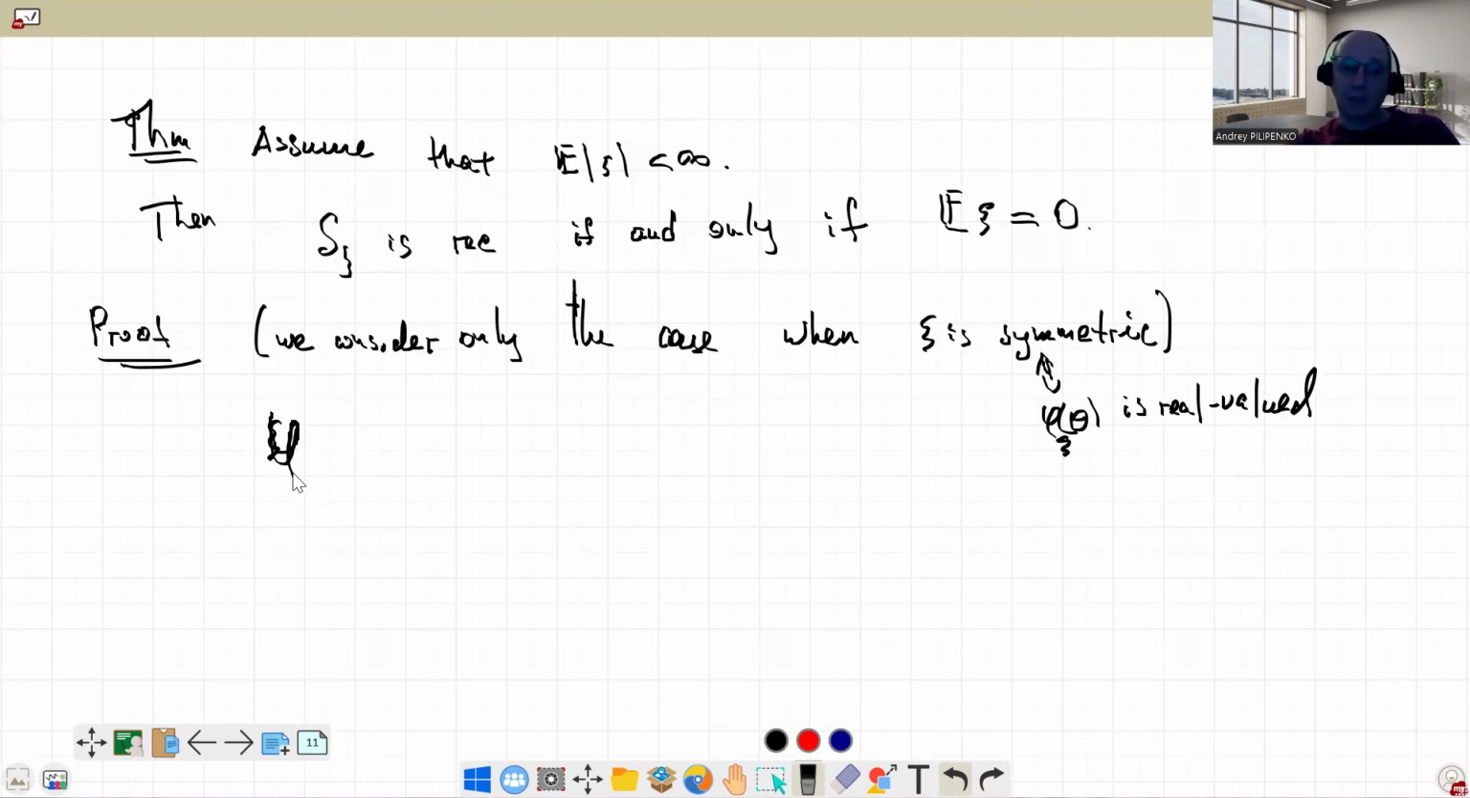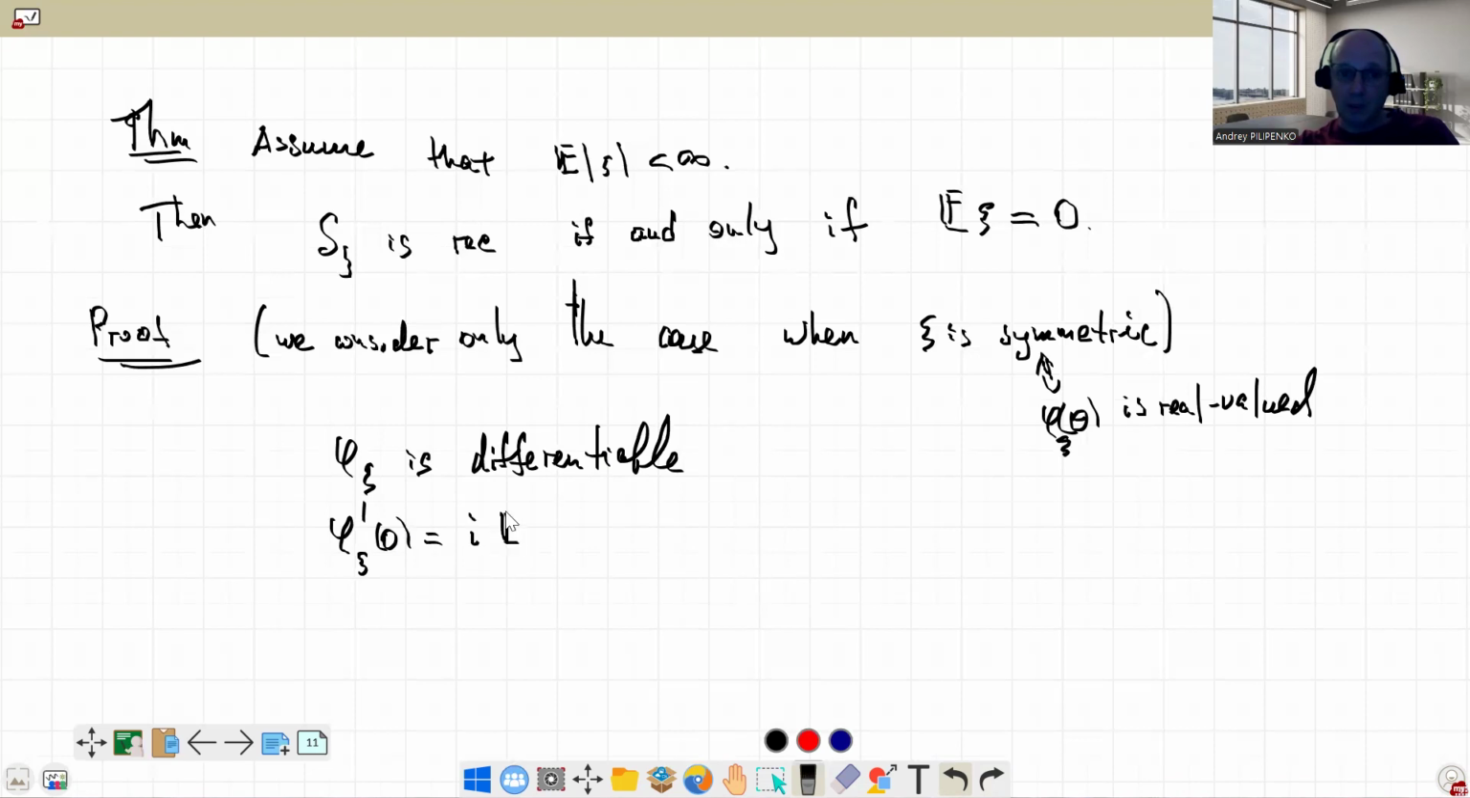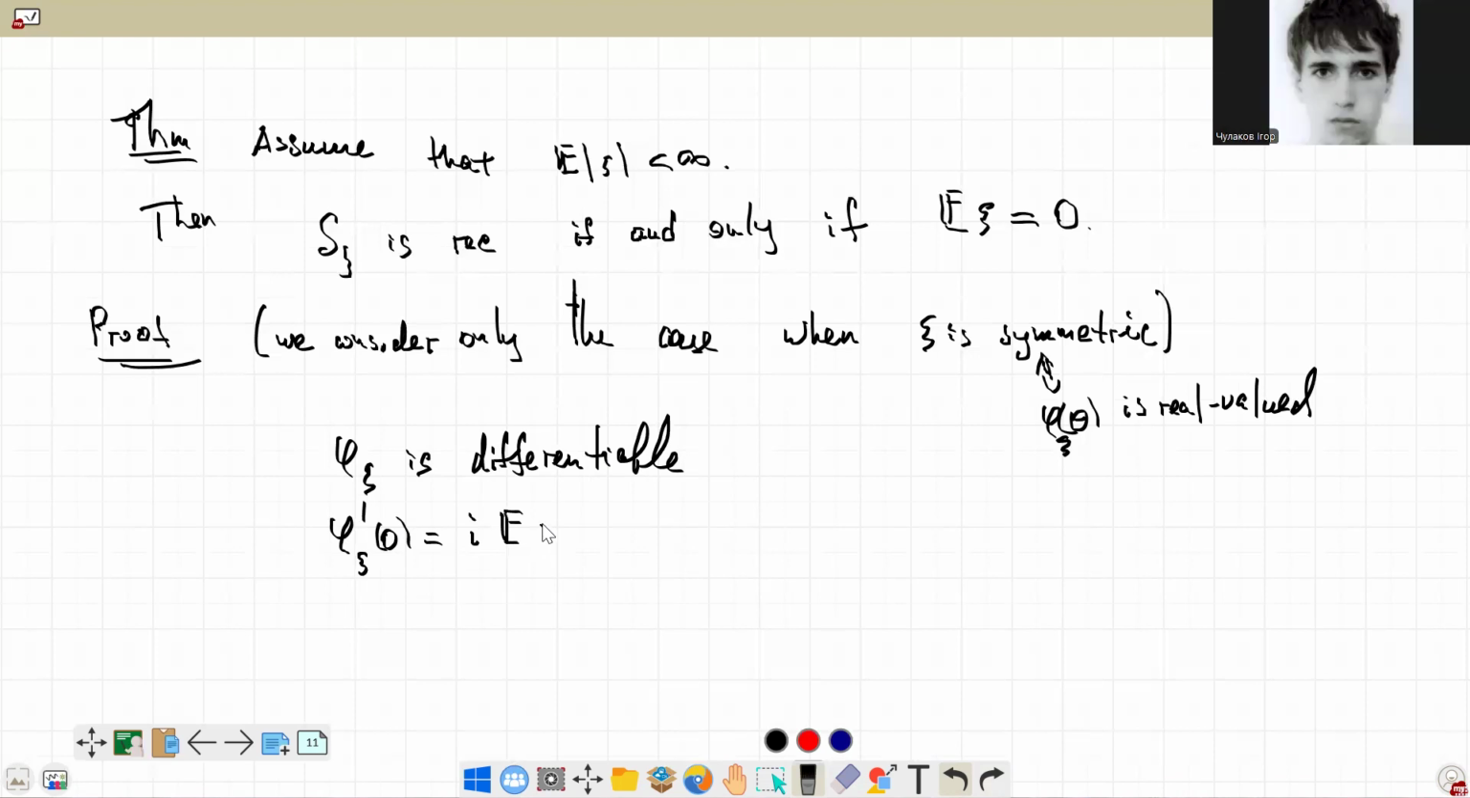Now, since expectation is finite, we know that phi xi is differentiable, and we know that its derivative at 0 is equal to I times the expectation.